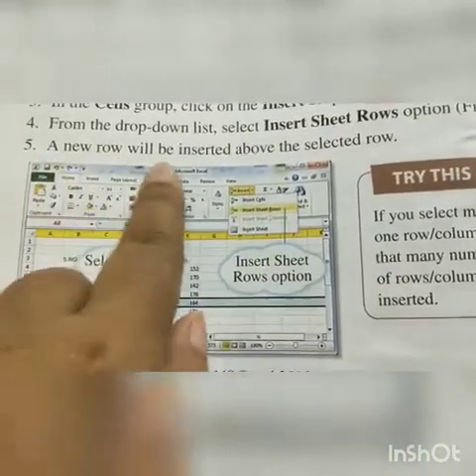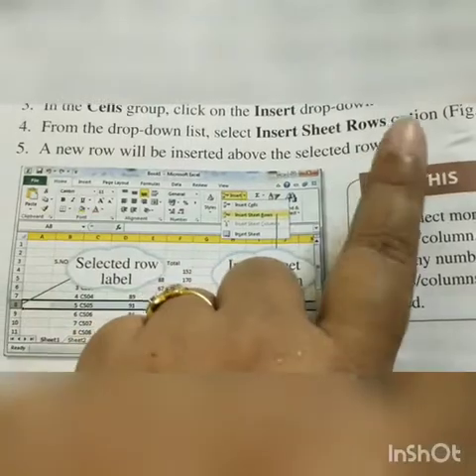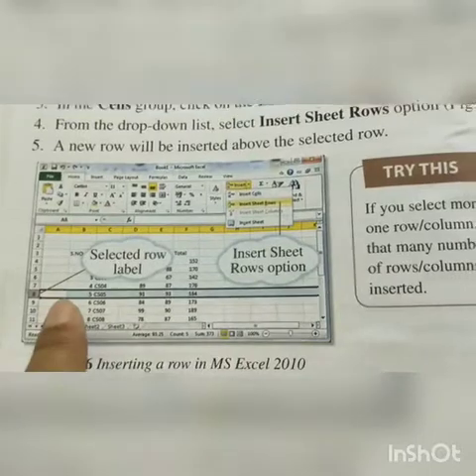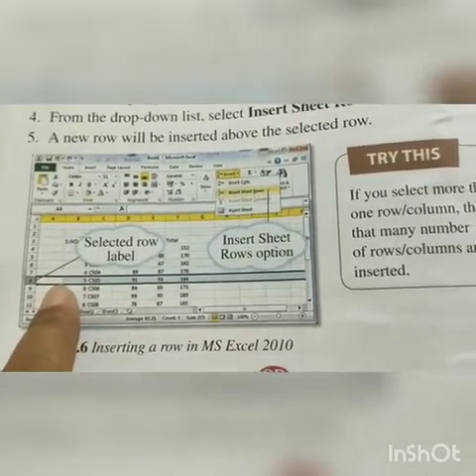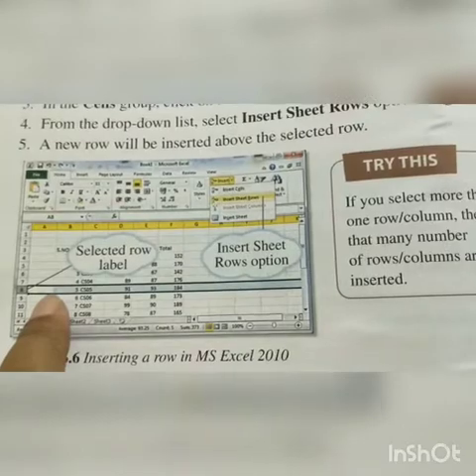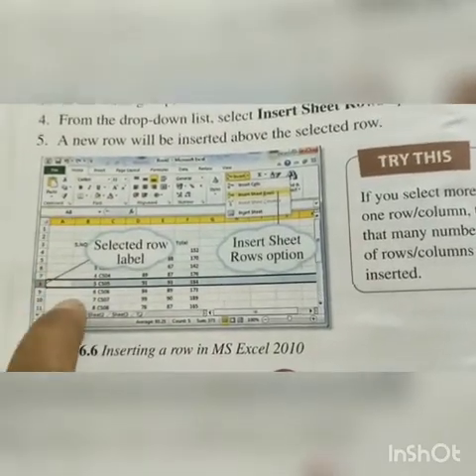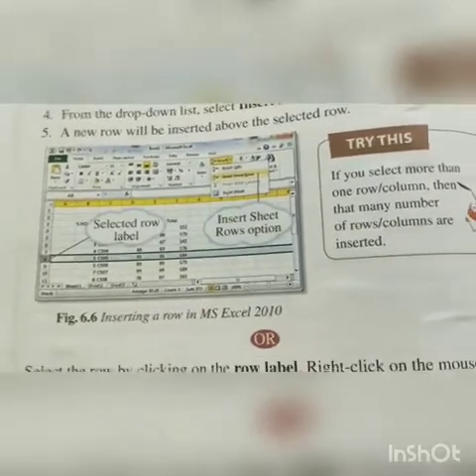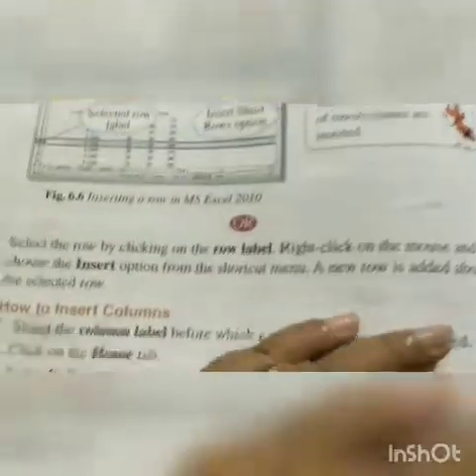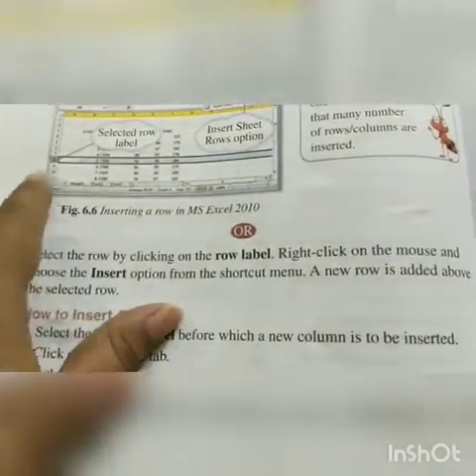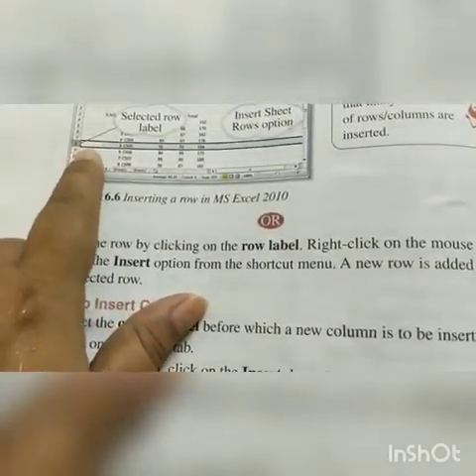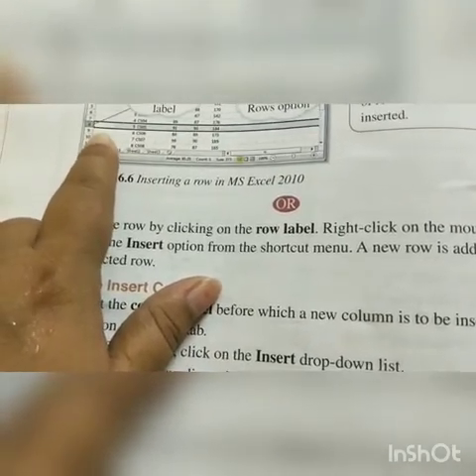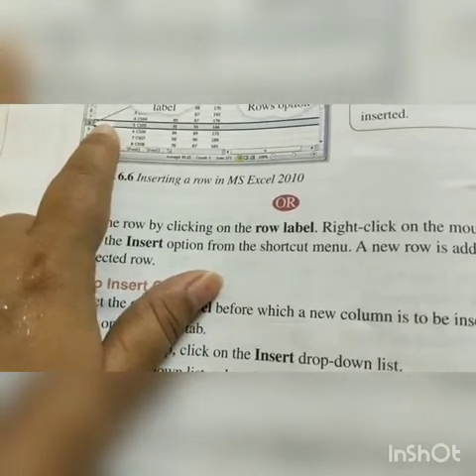A new row will be inserted above the selected row. So whatever is the selected row, the new row will be inserted there. Okay, above which one you are selecting, on top of that, the new row will be inserted. Okay, suppose you want a row here. Then you can select this one, 9, then 8 will be inserted there.